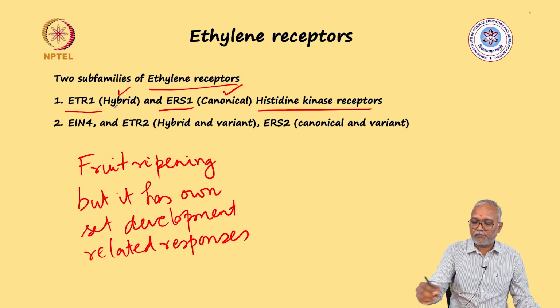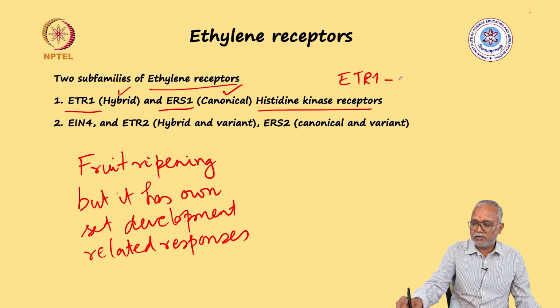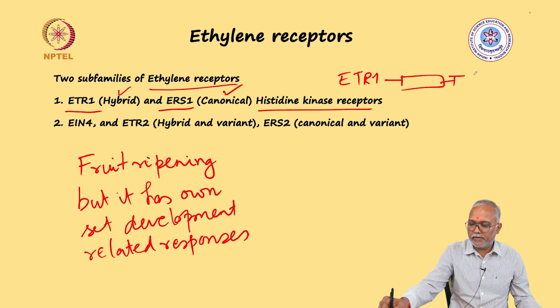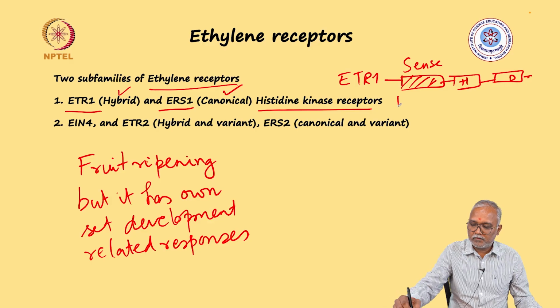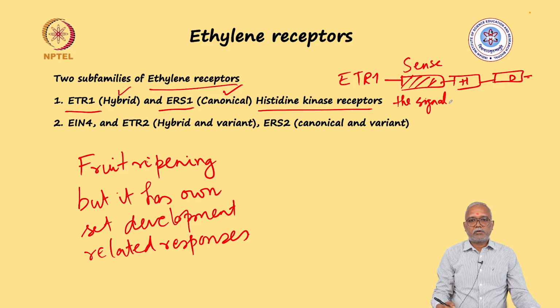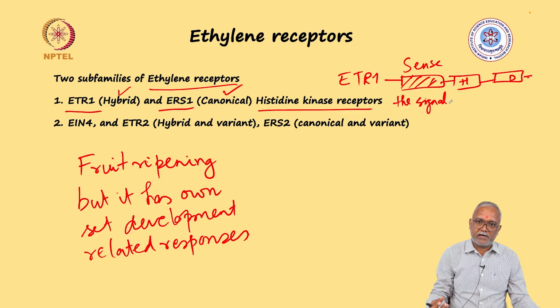Now what you can understand from ETR1 is that it will have a domain arrangement like this, where there will be a histidine and there will be an aspartate. This will be the domain which will sense the signal, and here the signal is ethylene. I also discussed in one of the previous classes that ethylene, being a gaseous molecule, travels inside the cell and finds its receptor over there.